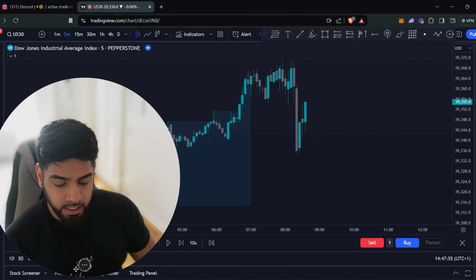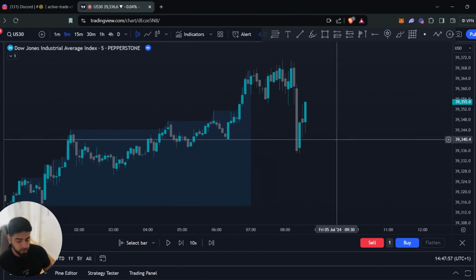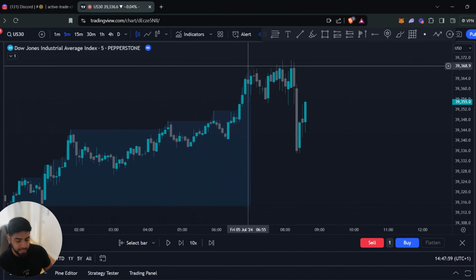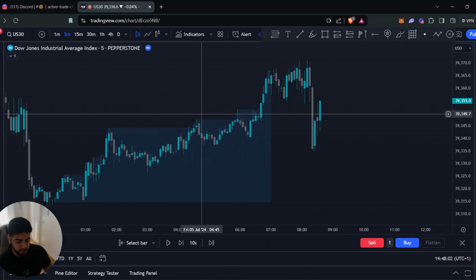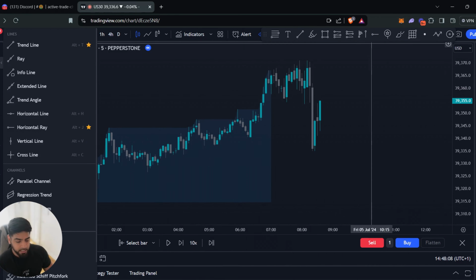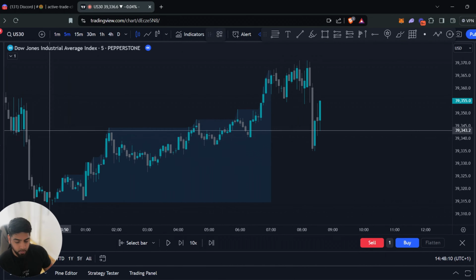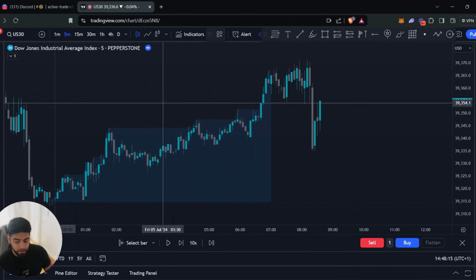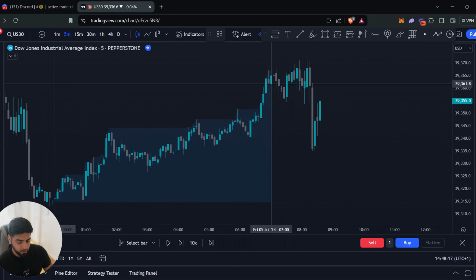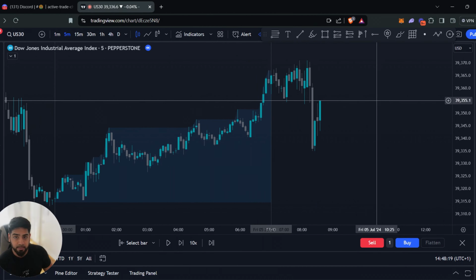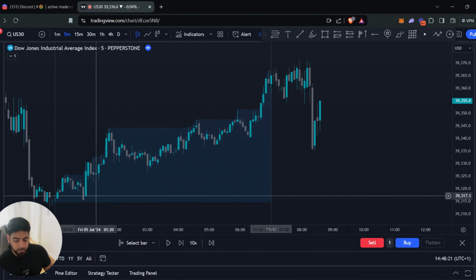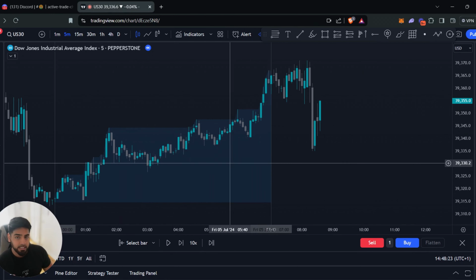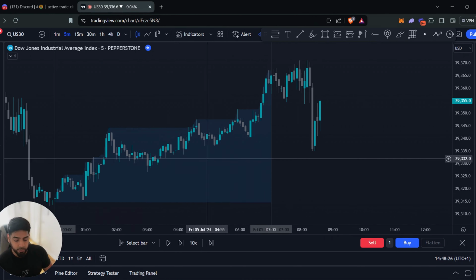First and foremost, if we come over to the charts, what we can see is that we've had a build up of the Asia session between the times of midnight and 7 a.m. UK time. So I'll go ahead and mark these out with a vertical line. Right here is midnight UK time, and right here we have 7 a.m. UK time. Anything between this time zone is now considered our Asia range liquidity.